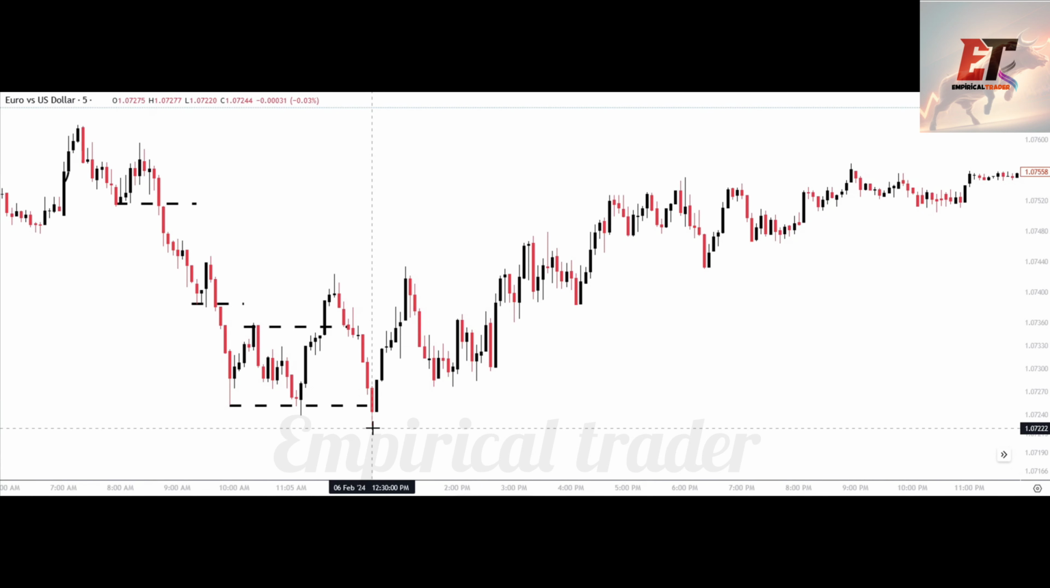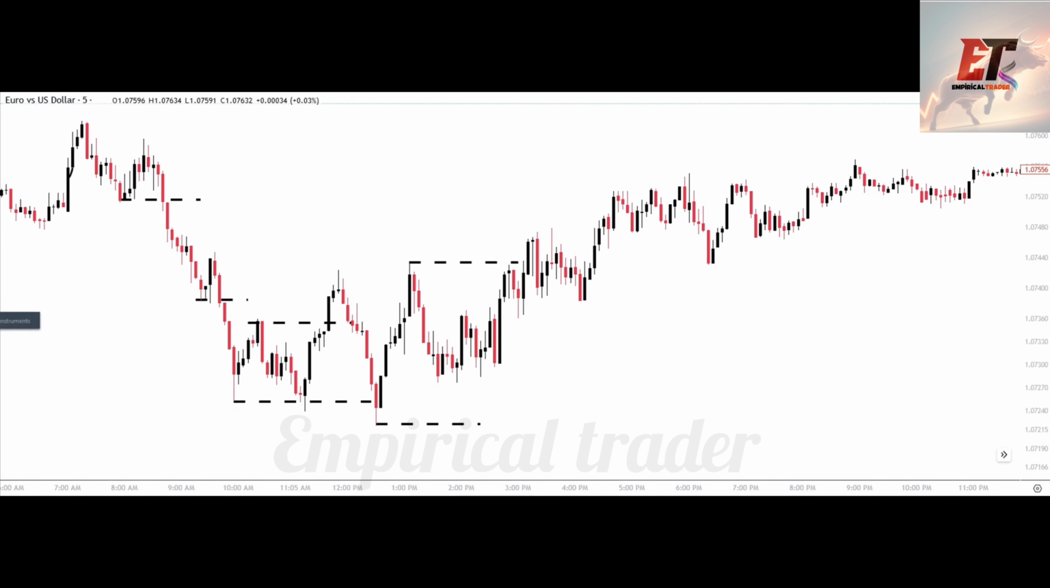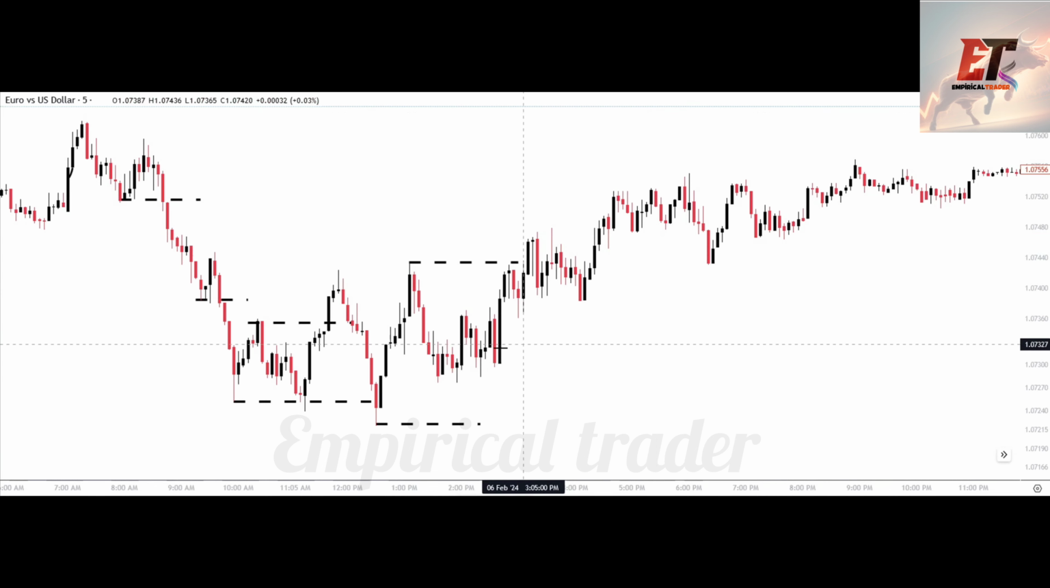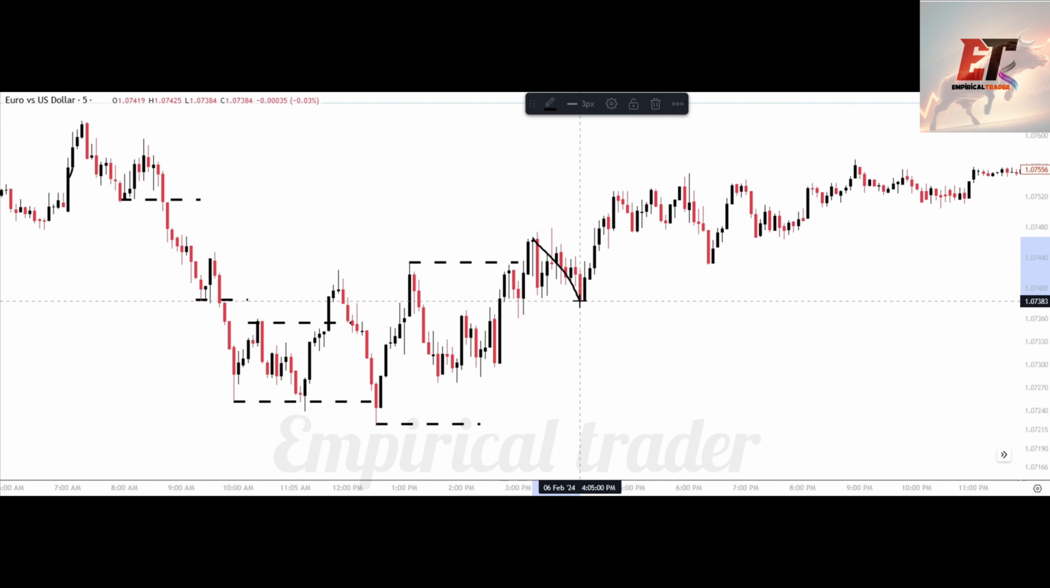So retrace, break of structure to the upside. Retrace, break of structure to the upside. As long as it doesn't change character, we can keep looking for buys: rally, retrace, break of structure, rally, retrace, and break of structure. The point of these structural levels is to know what is a smarter decision.